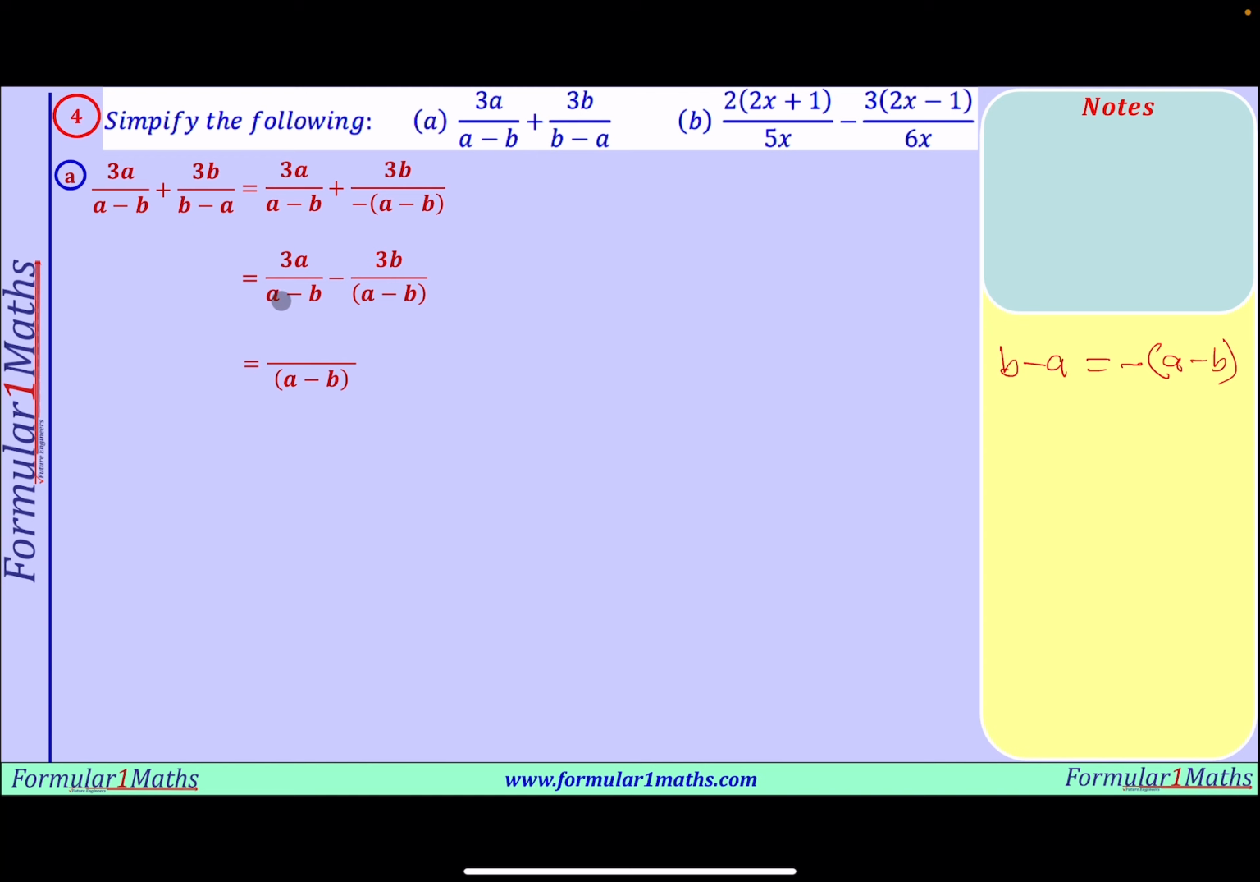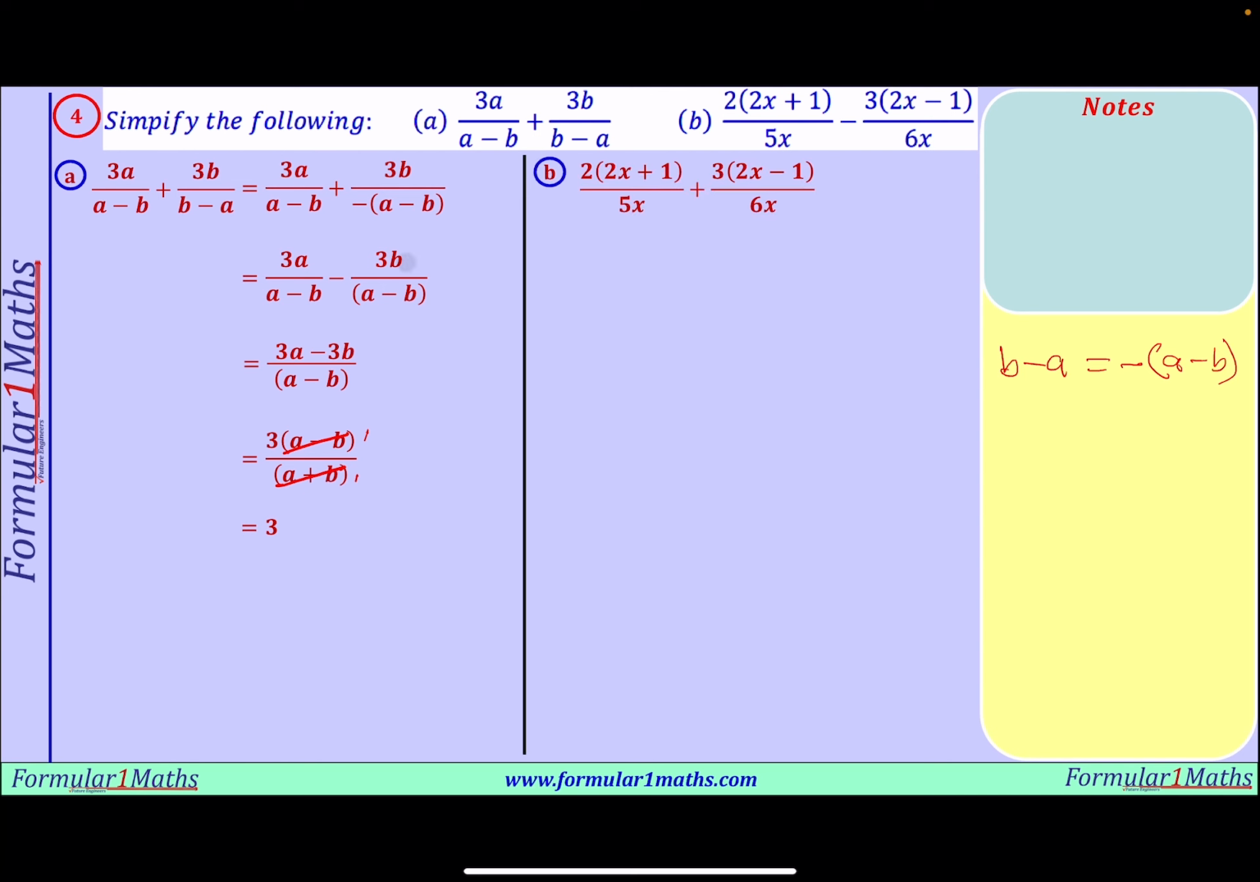Obviously, a minus b goes into a minus b once. 1 times 3a is 3a. Similarly, this goes into this once. 1 times that is minus 3b. Factorize the numerator together. And then this and that will cross out to get 3 as our final answer.